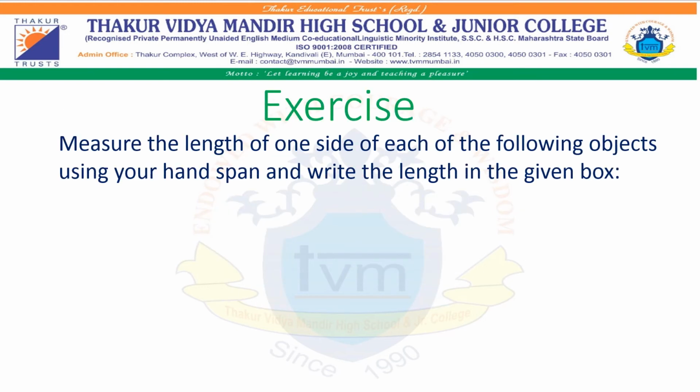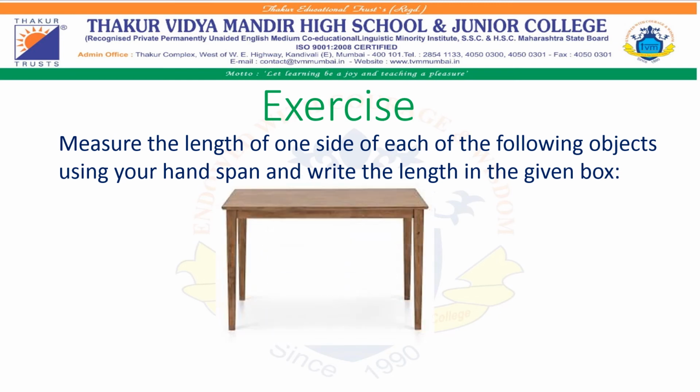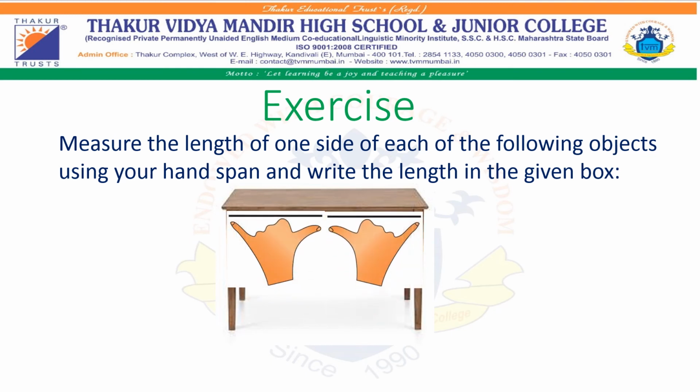Now let's start with the exercise. Measure the length of one side of each of the following objects using your handspan and write the length in the given box. Students, we have to measure the length of the table by using handspan. Students, you can see in the picture how to measure the length of the table by using handspan. Yes? The length of the table is 2 handspans.